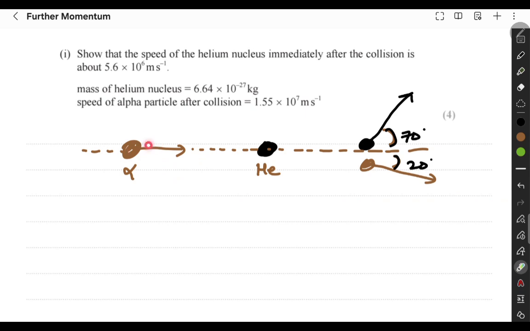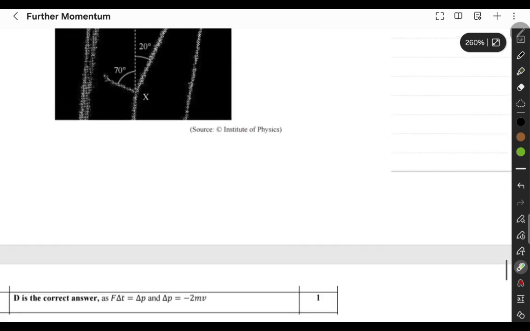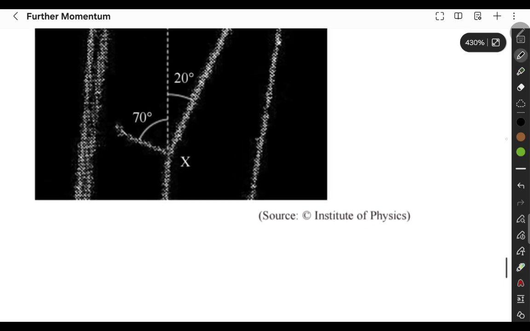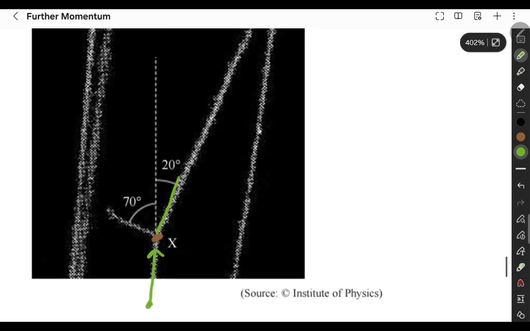Okay, so we have the alpha particle moving towards the helium, and the helium is stationary initially. After they collide, the helium nucleus is going to move at an angle of 70 degrees to the original direction of the alpha particle, and the alpha particle is going to move at an angle of 20 degrees relative to the original direction it was moving in. That's what's going on here: we have the helium here, and then the alpha particle moving, and the alpha particle moves in this way, and the helium moves in this direction.